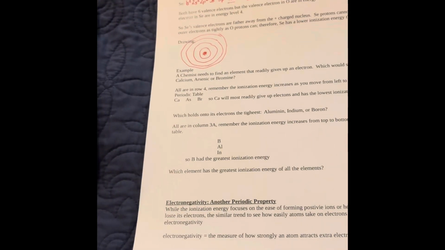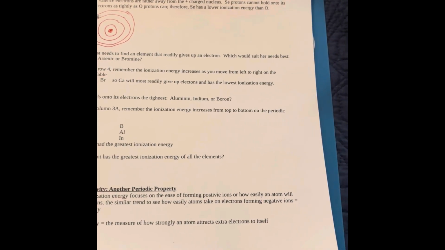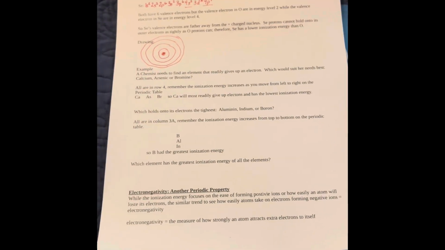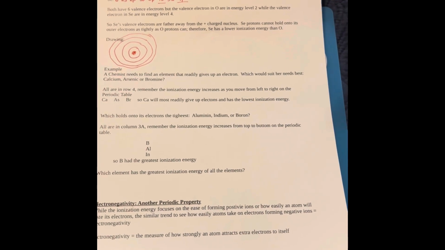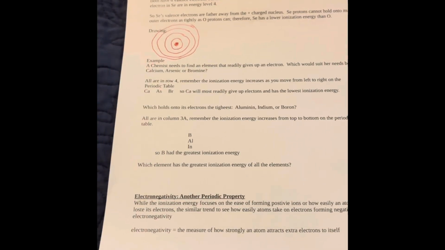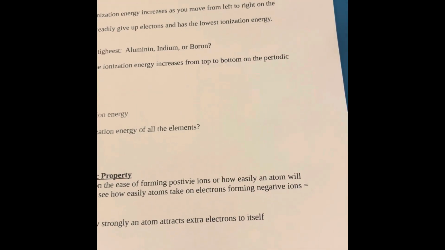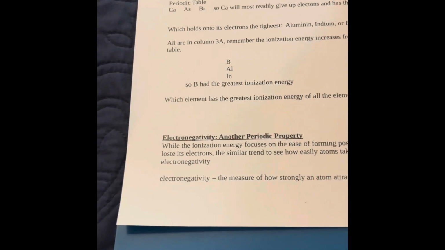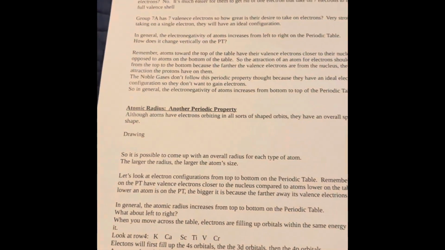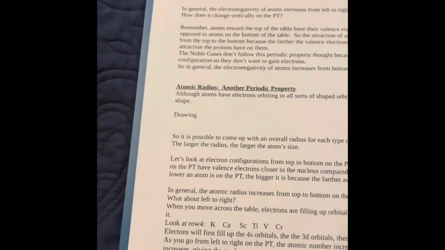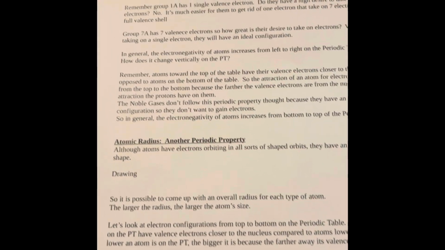While the ionization energy focuses on the ease of forming positive ions, or how easily an atom will lose its electrons, the opposite trend, to see how easily atoms take on electrons in forming negative ions, is your electronegativity. Okay, and the definition is the measure of how strongly an atom attracts extra electrons to itself. And the greater the electronegativity, the greater an atom's desire is to become a negative ion.